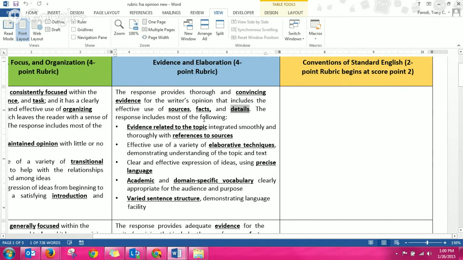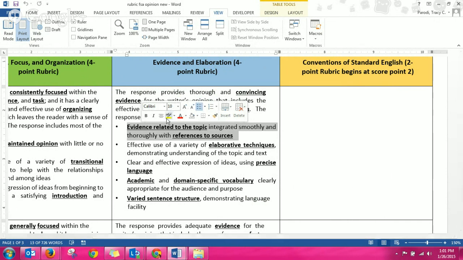The response includes most of the following: evidence related to the topic, integrated smoothly and thoroughly with references to the sources. This is something that I'm going to have to show you in a later video. How do you put facts from the passages in your own essay? How do you do it smoothly? How do you do it properly? If you listen and do well on the other videos, you should be able to do that in your essay and get a 4.